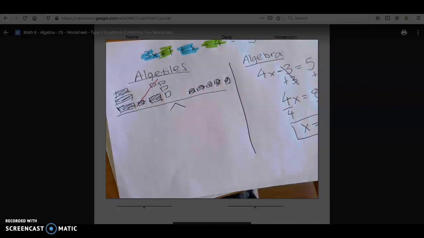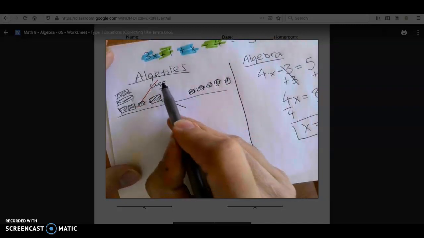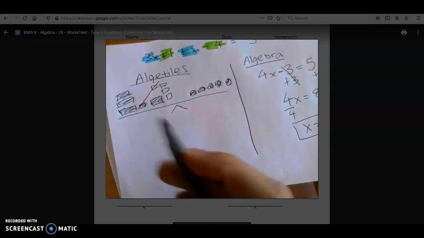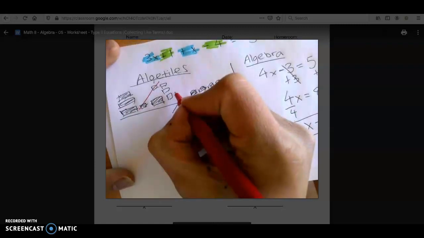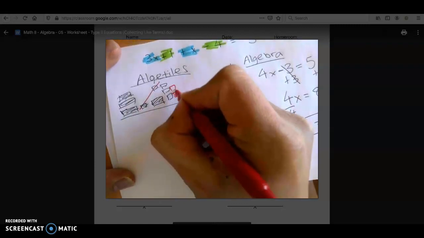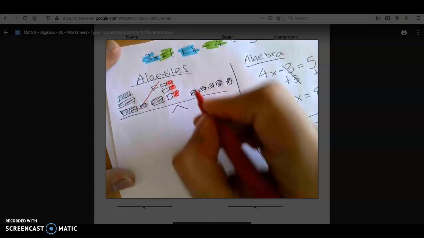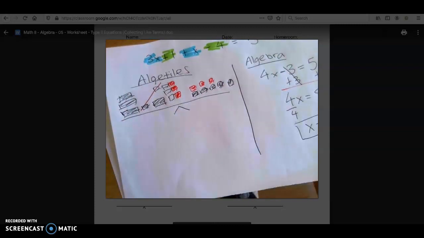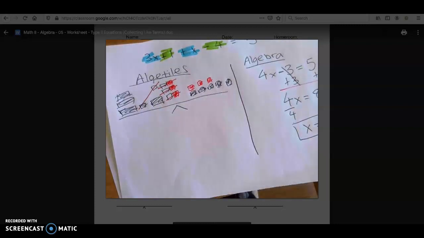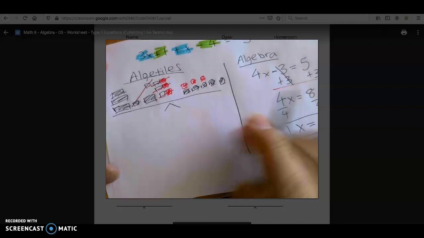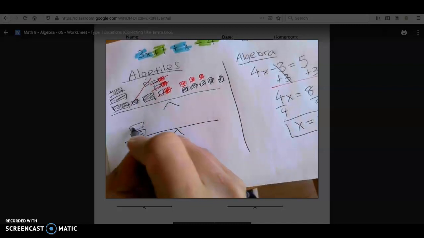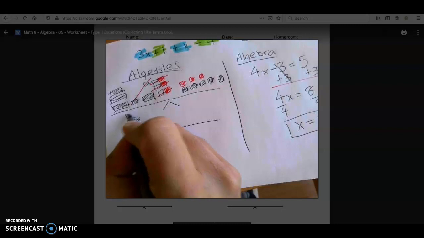So now, how do I get rid of the negative 3s? Well, I need to introduce positive 3. And whatever I do on the left, I have to do to the right. So this is just like what we did over here. Because of this, this one cancels off. So now I'm going to draw another balance beam. I get 1x, 2x, 3x, 4x.